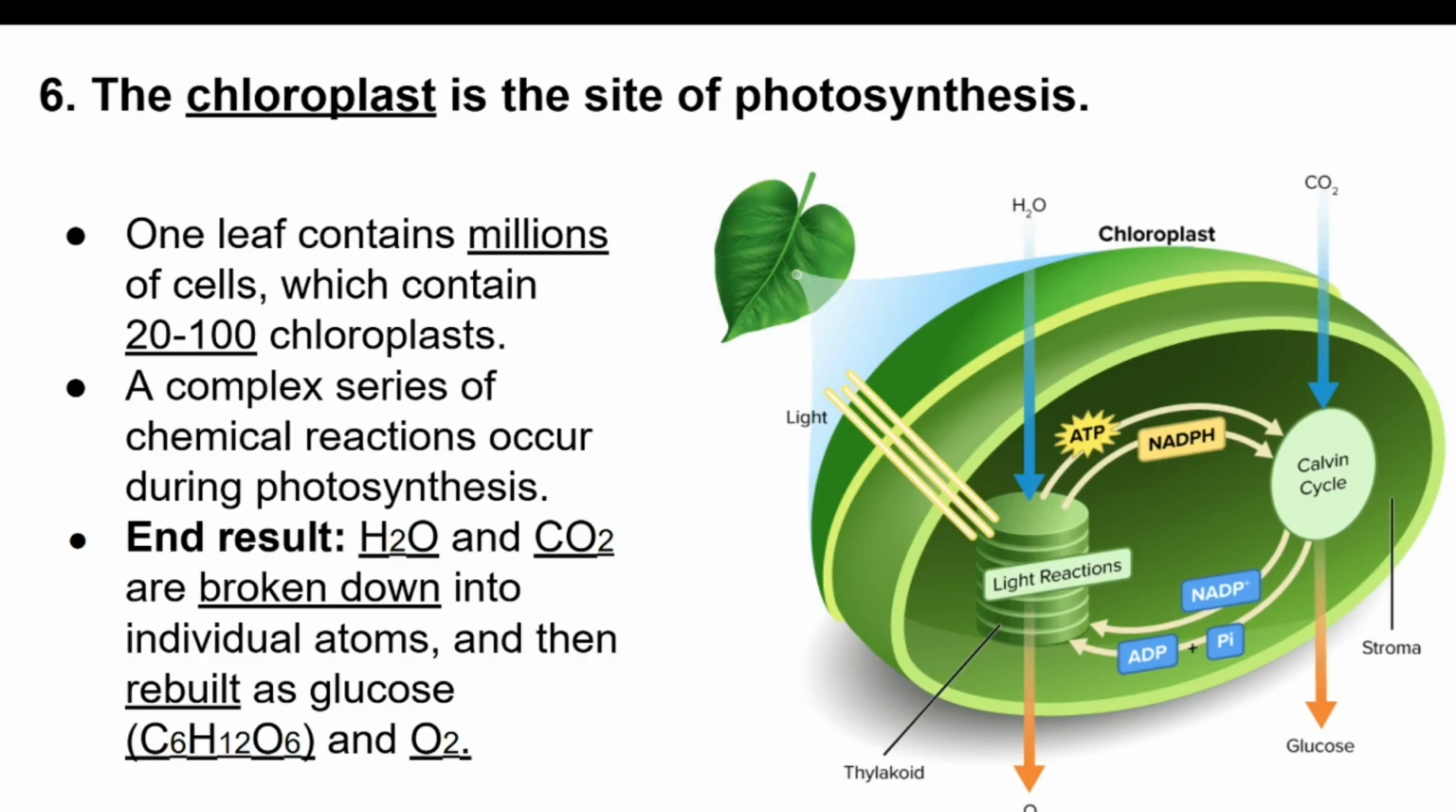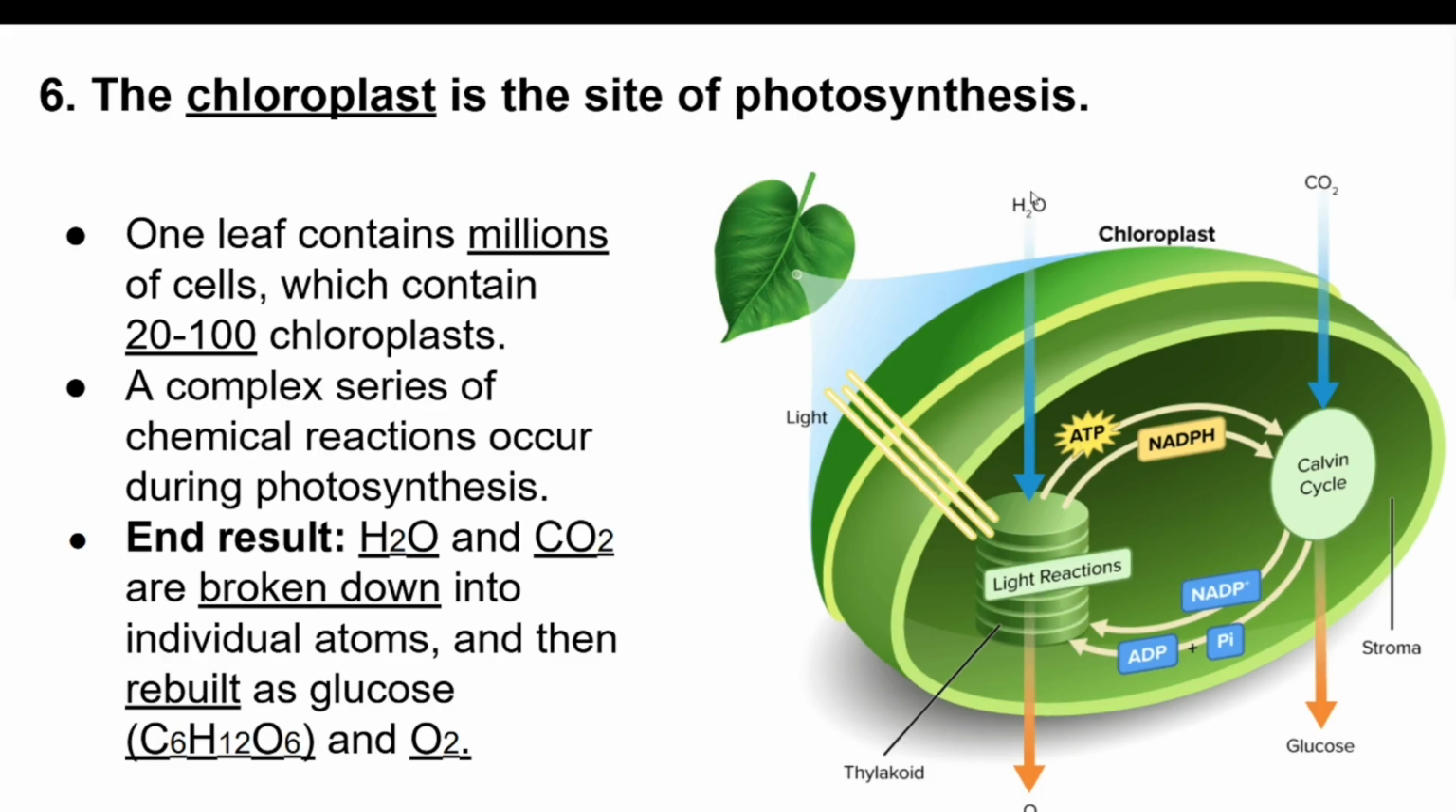And each chloroplast is doing dozens and dozens of reactions in order to create a glucose. There's a complex series of chemical reactions occurring during photosynthesis. This is something that I have my AP classes learn, all this stuff here, the Calvin cycle and NADPH and a whole bunch of different molecules that are involved in this process. But basically, you don't need to know any of that. All you really need to know is that this is where the reactions happen.